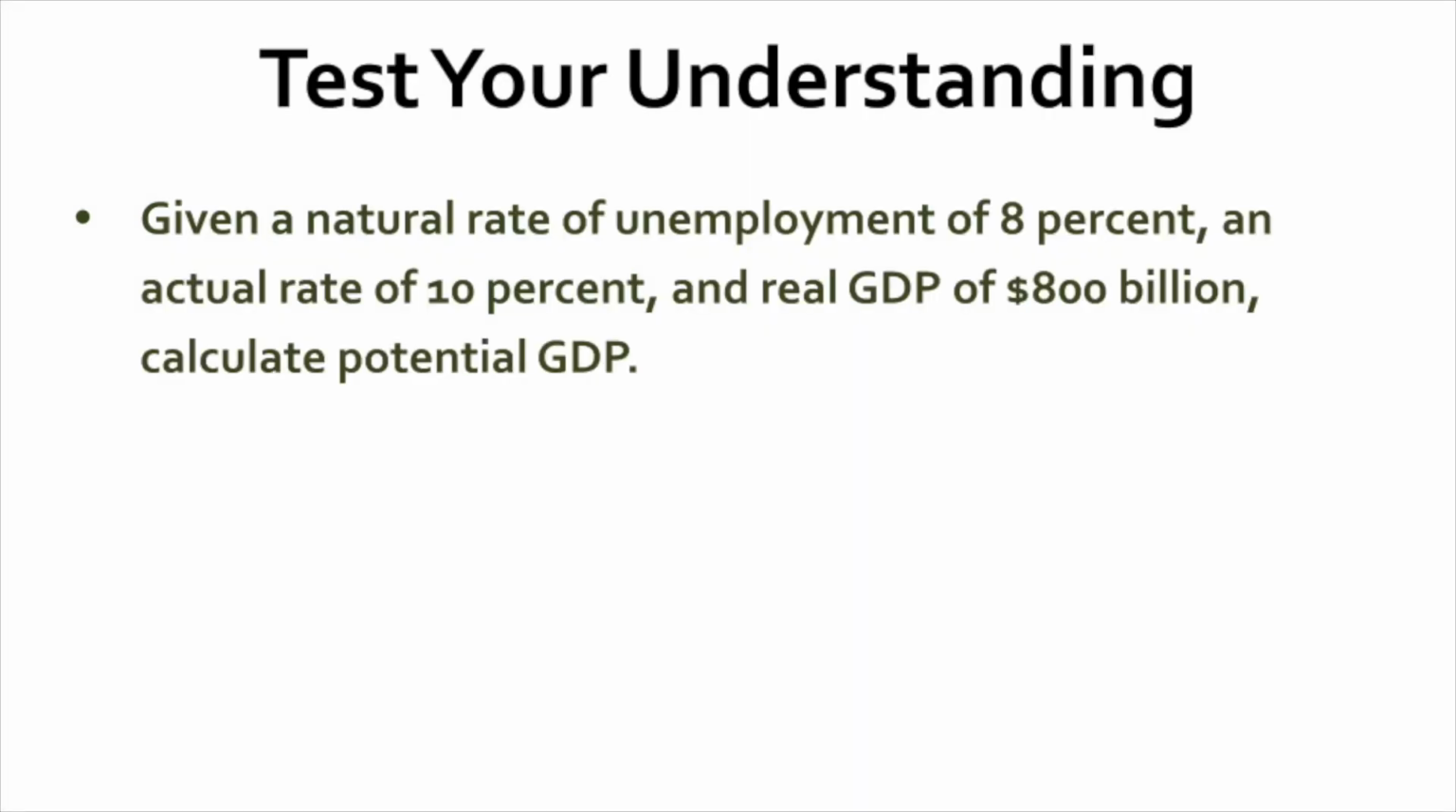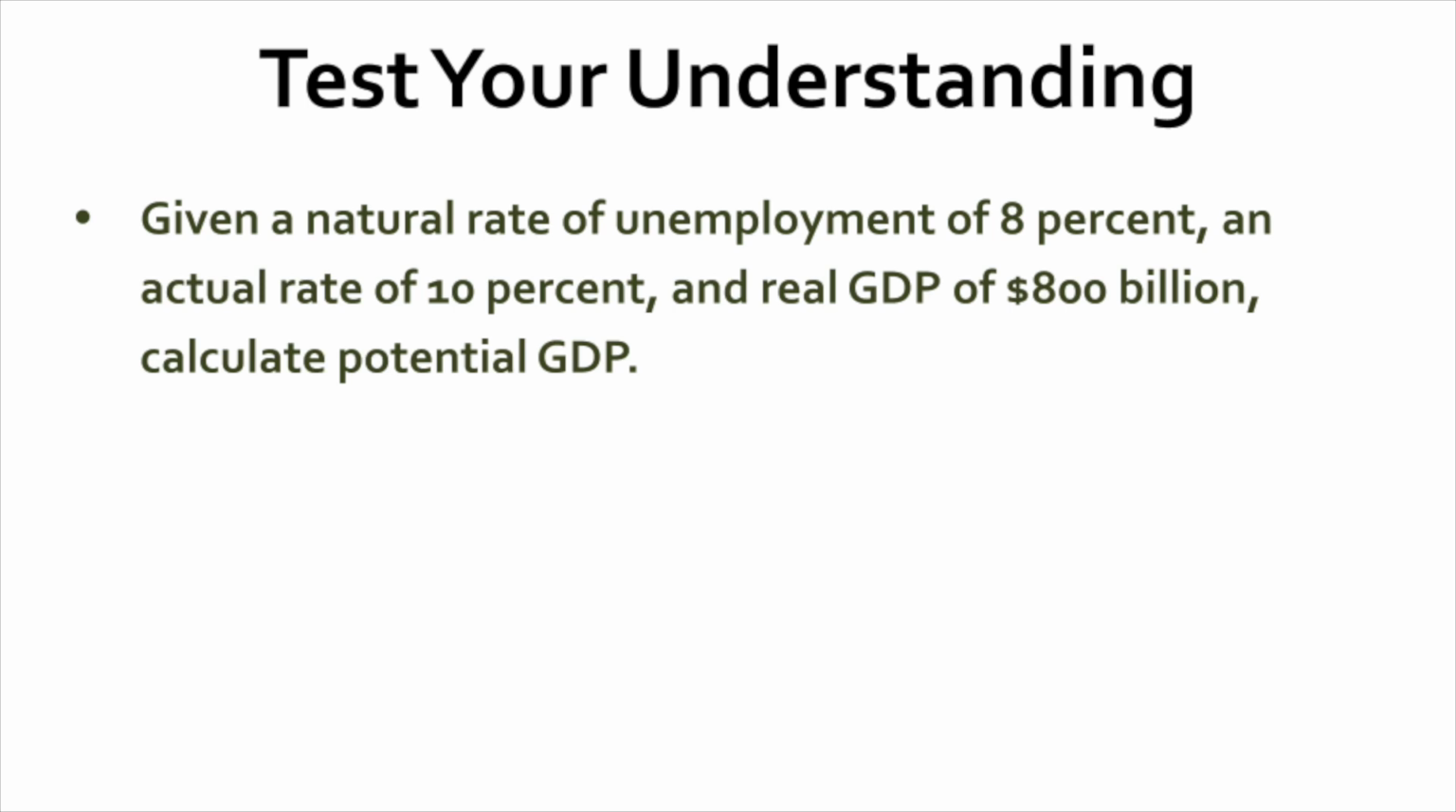So let's take a look at test your understanding. This question is looking at the impact of unemployment on the GDP. Given the natural rate of unemployment of 8% and an actual rate of 10%, so we'll accept 8, we got 10, that's 2% more unemployment than what we expect. And given the real GDP of $800 billion, calculate the potential GDP.